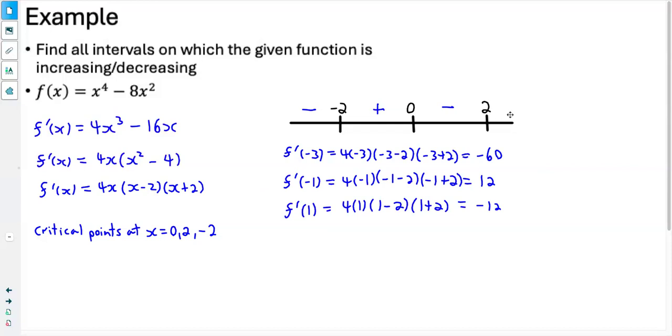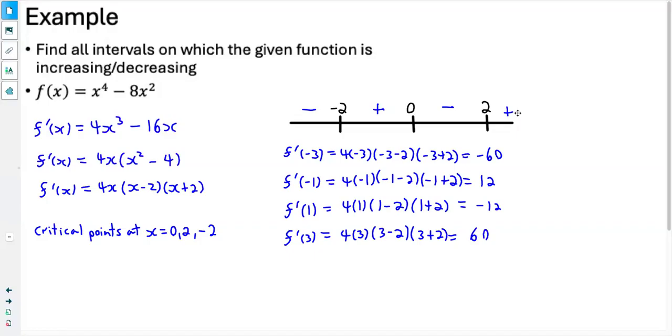Now I'll do this section here. And I just have to choose something larger than 2, so I'll use 3. So I've got f prime of 3 is equal to 4 times 3 times 3 minus 2 times 3 plus 2, and that's giving me +60. So we've got plus.